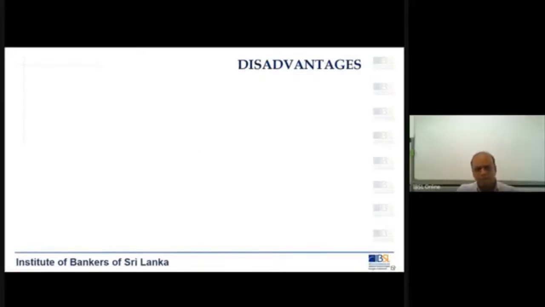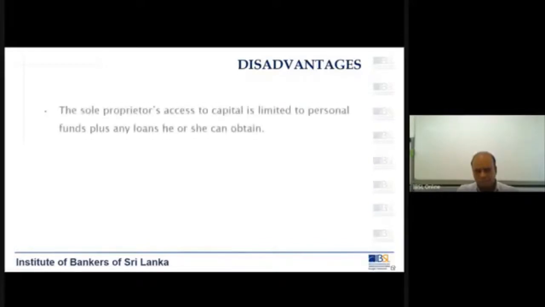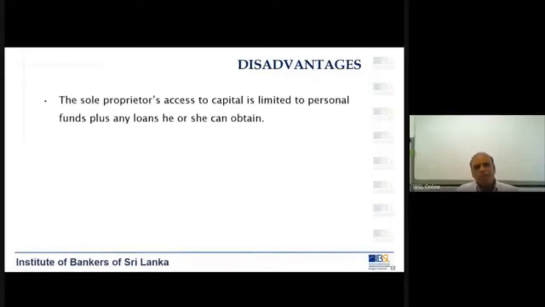When you look at the disadvantages, the sole proprietor's access to capital is limited to personal funds plus any loans he or she can obtain. Now, the business idea that came to you is your thought. So in order to put your thought into action, you wanted a certain amount of capital.